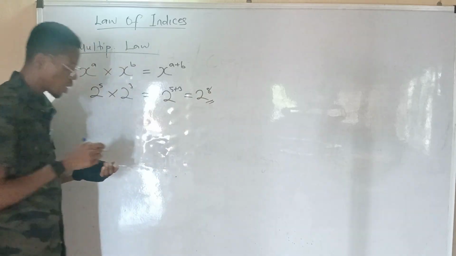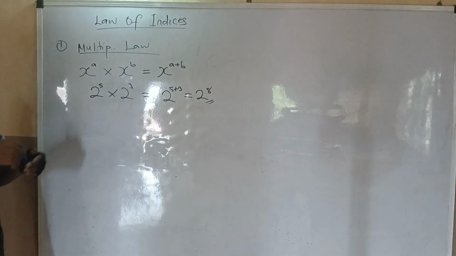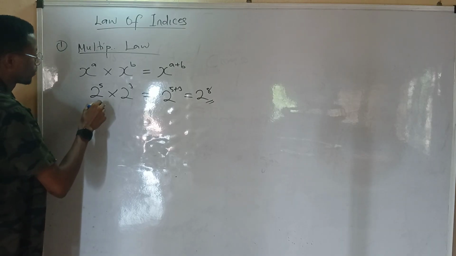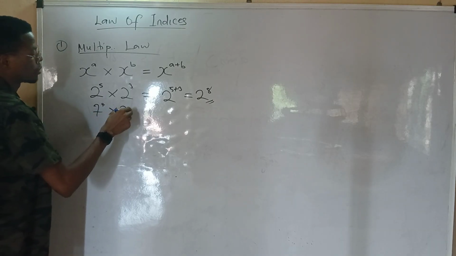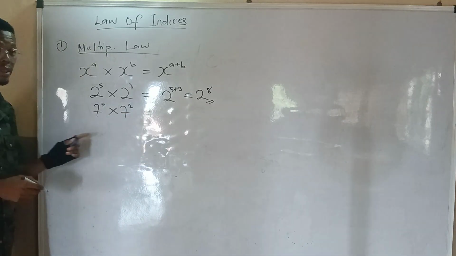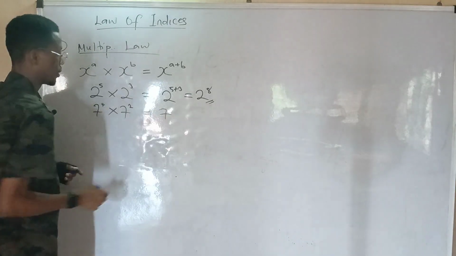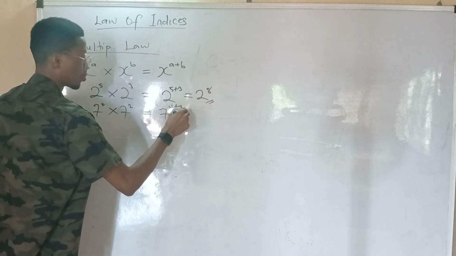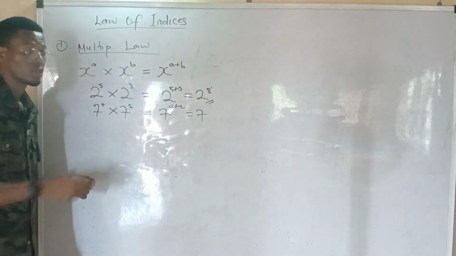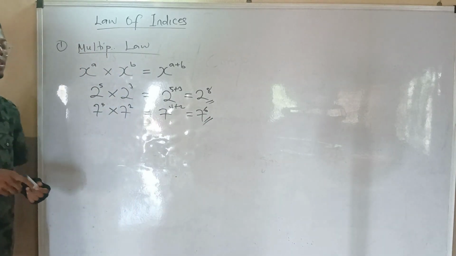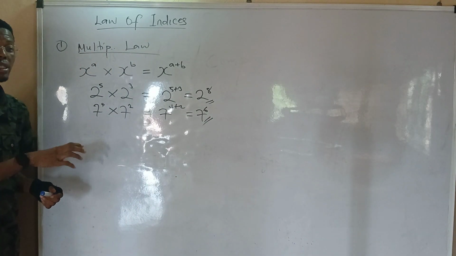8. Now, some other examples: if you have, let's say, 7 to the power of 4 multiplied by 7 to the power of 2, what happens? The bases are the same. You take your common base and then add up what? The powers, which is 4 plus 2, which gives us 7 to the power of what? 6. Are you seeing it? Now, this is the multiplication law of indices.